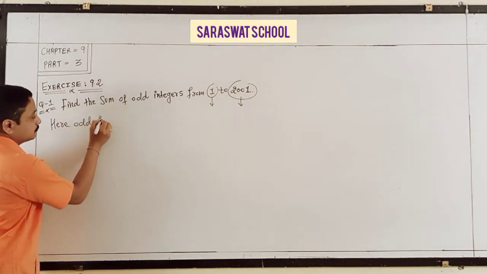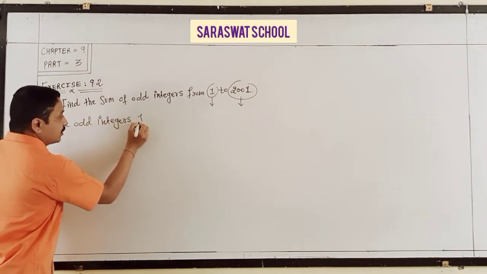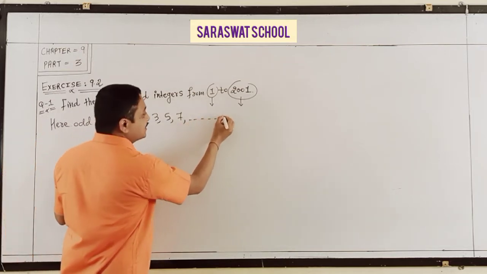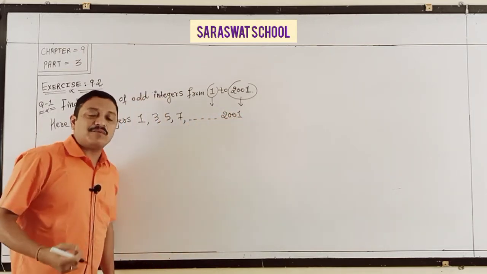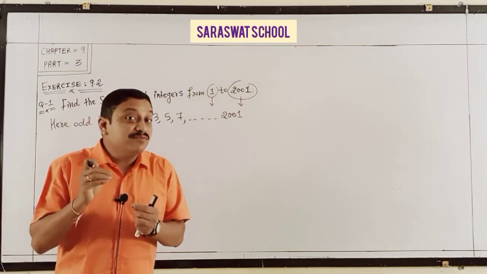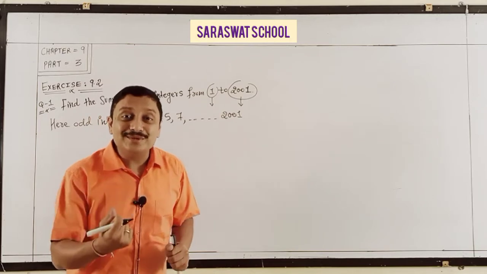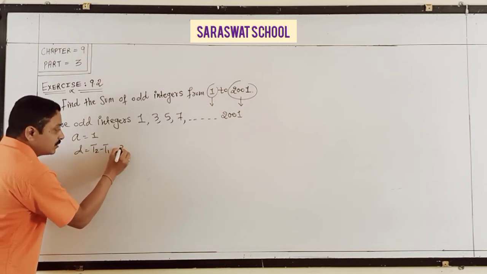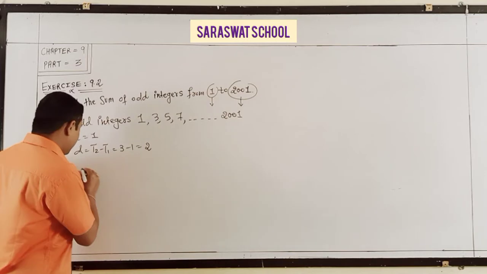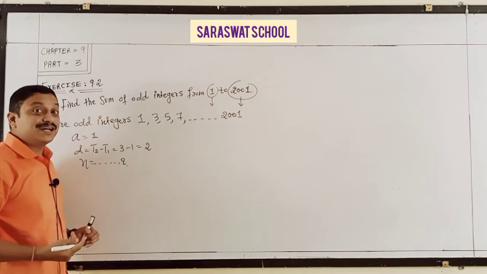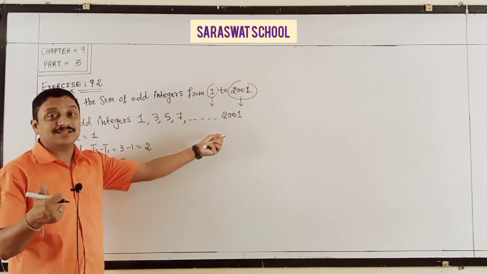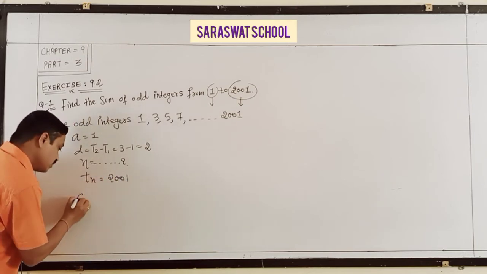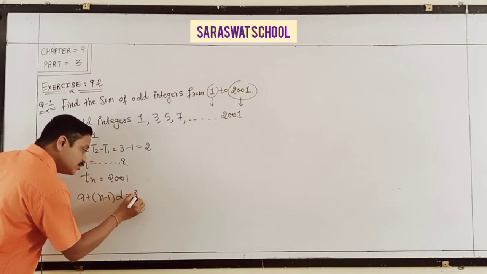So here the odd integers are 1, then 3, 5, 7, and till the last, 2001. Now I want the summation, but before summation we find out how many numbers there are. So I take a1 = 1, the difference is T2 minus T1, 3 minus 1, which is 2, and n is the unknown, the total number of terms. So I find n. And what is tn? The last term, 2001, which is a plus (n minus 1)d.